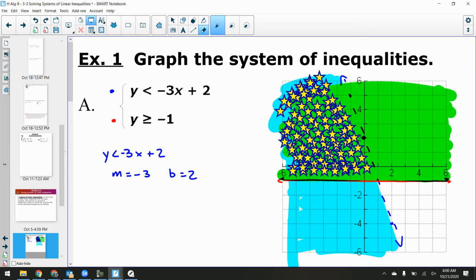Again, that means that if I picked any point in here, it would not be a solution. Because while it is a solution for y is greater than or equal to -1, it is not a solution for y is less than -3x plus 2. It's got to be a solution to both. A point down here would not be a solution either, because while it's a solution to y is less than -3x plus 2, it's not a solution to y is greater than or equal to -1. It's got to be in the overlapping region. Any point in that region would be a solution because it fits both inequalities.